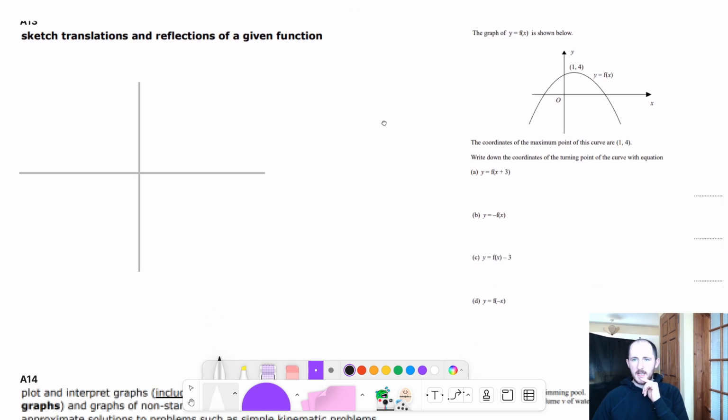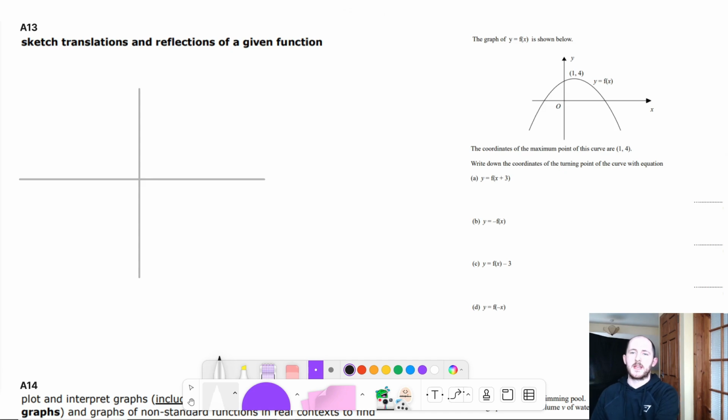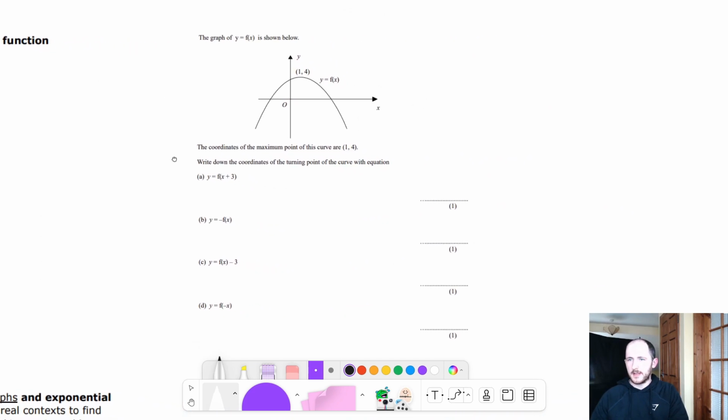Sketch translations and reflections of a given function. For this section we need to be able to sketch translations and reflections of any given function. If we look over here, we have a bunch of different reflections and transformations that we have to do for this particular curve. So I'm going to explain exactly what you need to do.